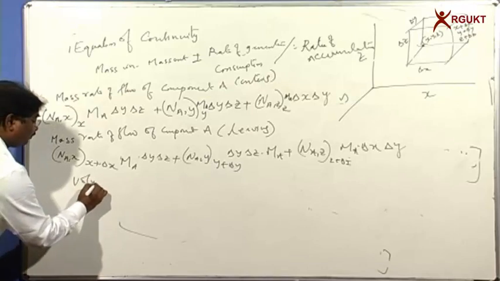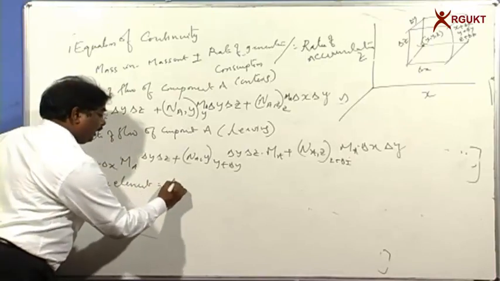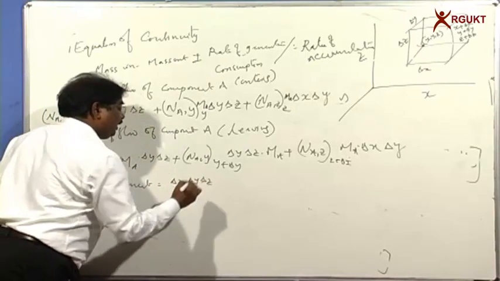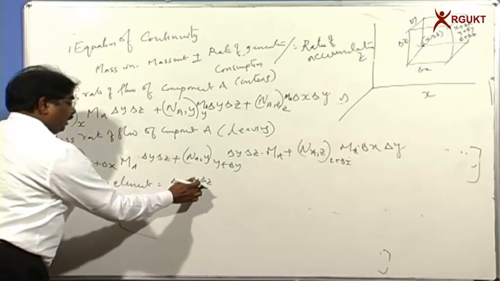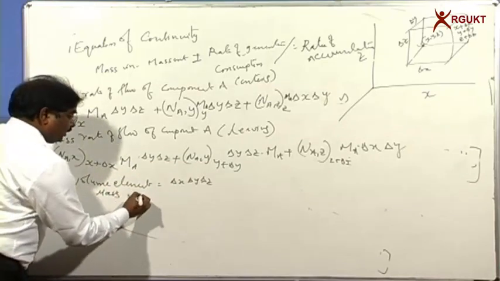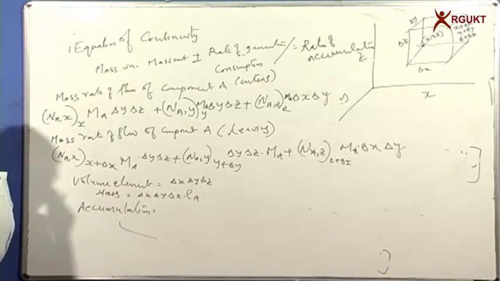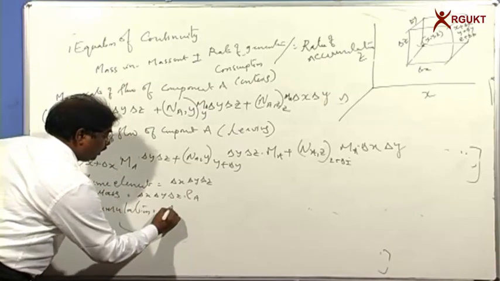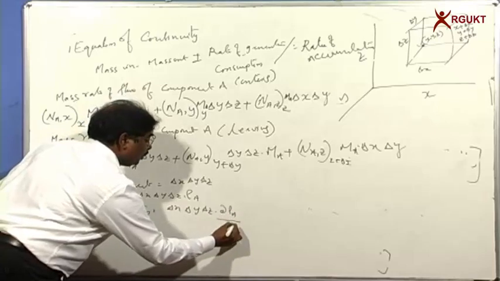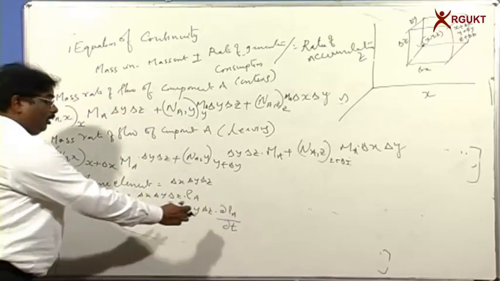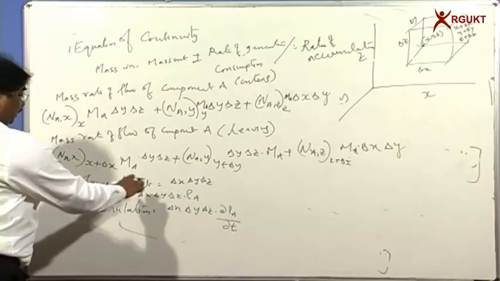So volume element is nothing but delta x, delta y, delta z, and when you calculate a mass, volume multiplied by density, that is nothing but delta x, delta y, delta z into rho A. When you want to calculate the accumulation, it is going to become delta x, delta y, delta z, dou rho A by dou t, where whenever you are talking about accumulation, the term of t appears. Then this is the accumulation term.